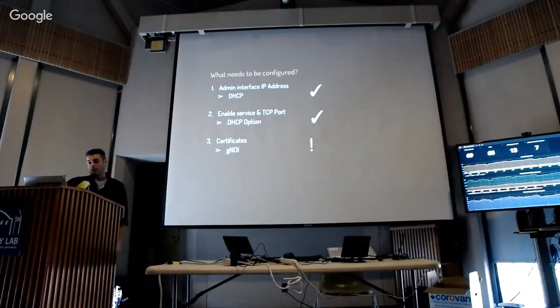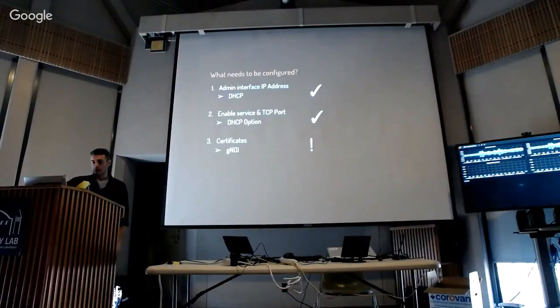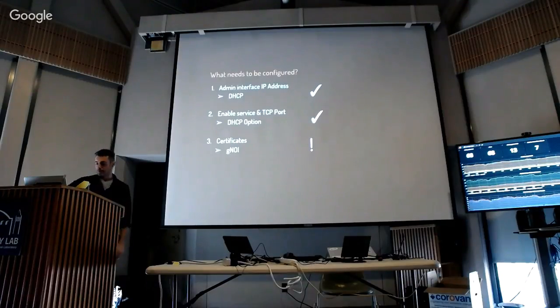We need an IP address on the admin interface, and for that, you can just use DHCP. We need to know which port the service needs to be on. One option is to use a DHCP option. And the other thing that we need is the certificates for gNMI, because gNMI cannot work without certificates. And for that, you can use gNOI.